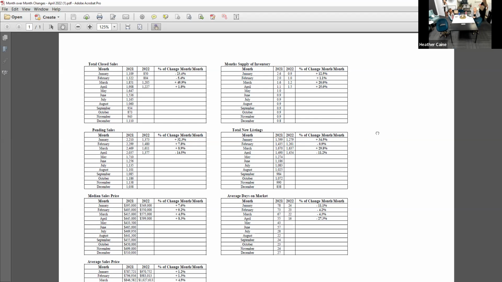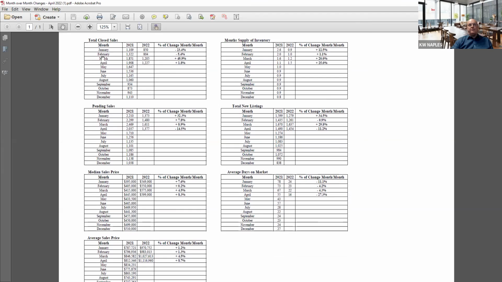This here, which is similar to the one graphically, just shows you the difference month by month, but also change from month to month. So if you look at closed sales, this is January over December, this is February over January, March over February. So we're kind of taking a look at what's happening in the market month by month. And you're taking a look at pending sales, median sales price, average sales price, months supply of inventory.